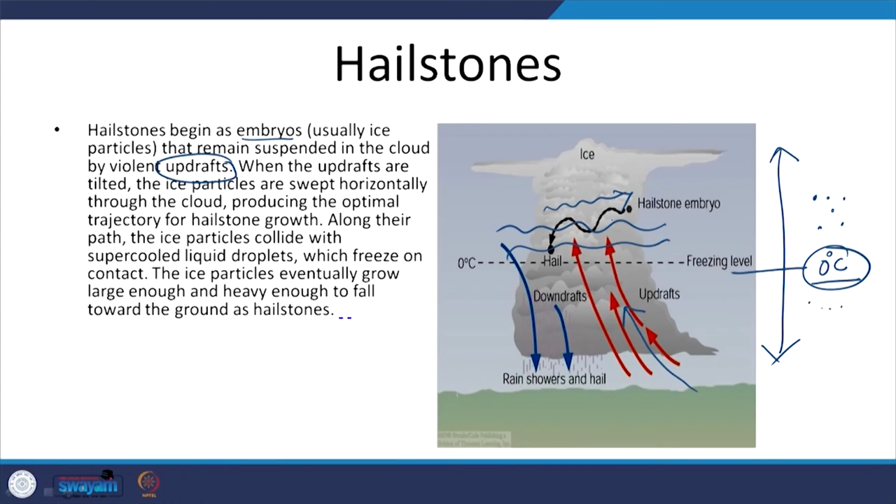Along their path, the ice particles collide with supercooled liquid droplets, which freeze on contact. The ice particles eventually grow large enough and heavy enough to fall towards the ground as hailstones. So, the most important thing that you should remember is that vertical updrafts will still prevent the hail from falling downwards, but when the weight becomes too much, or when it overcomes the force of the vertical updrafts, then it has to naturally fall. Right. So, then you will see a hailstorm in this area where the cloud is existing.